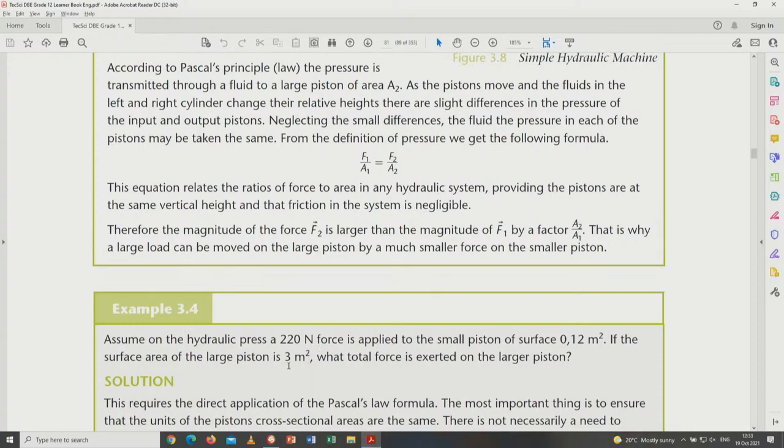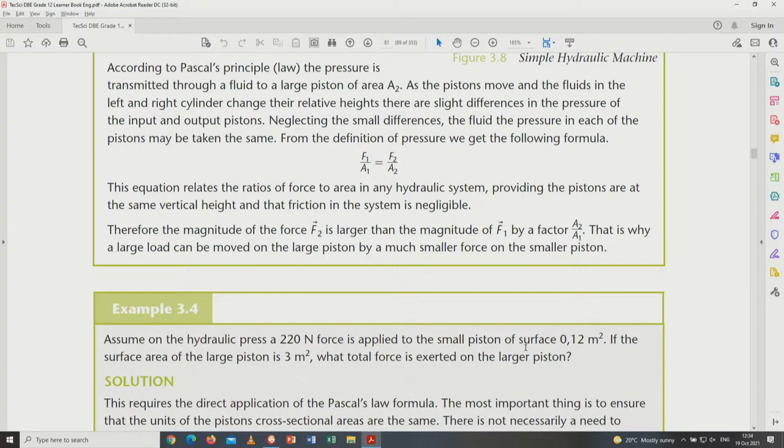Perhaps we can look at this one and many others that follow, but we will just look at that example and see if we can work it out. Assume on a hydraulic press, a 220 Newton force is applied to the small piston of the surface. So you have that system where you have a 220 newton force applied to the small piston. I wanted to draw this, but let's call that small piston F1.